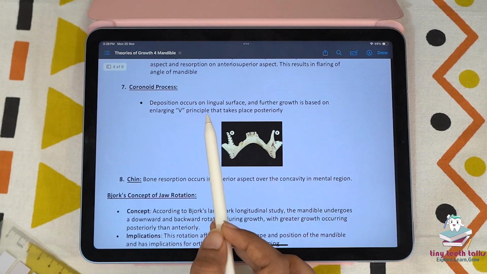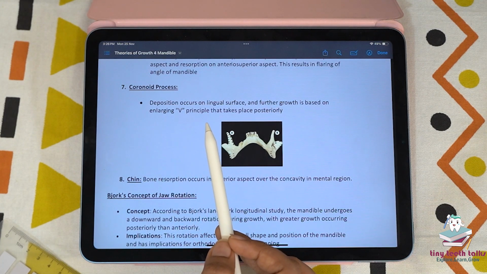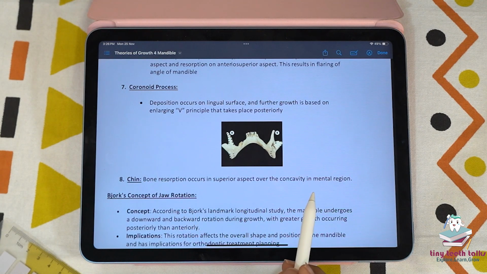Coronoid process. Depositions occur on the lingual surface and further growth is based on the enlarging V principle that takes place posteriorly. Chin. Bone resorption occurs in the superior aspects over the concavity in the mental region.